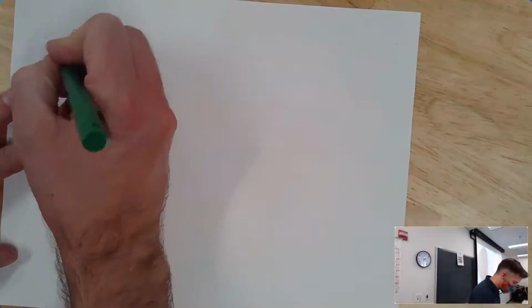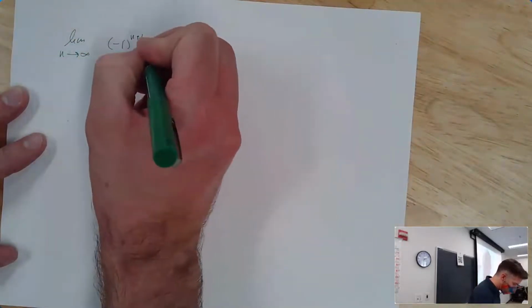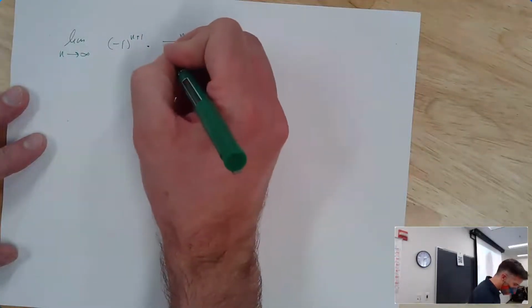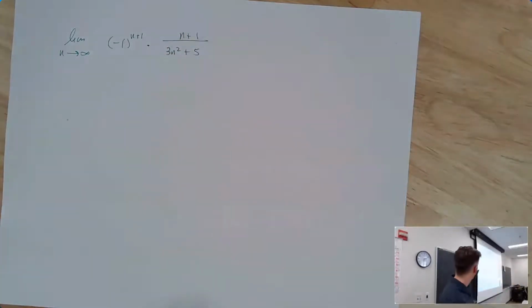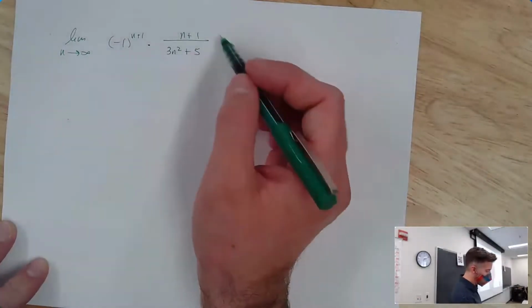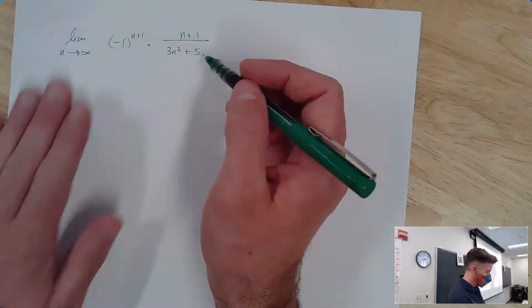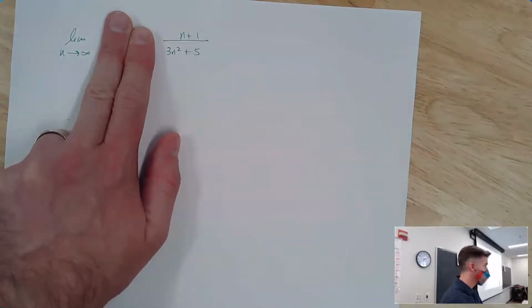Well, what if we look at the limit as n goes to infinity of -1 to the n plus 1 times n plus 1 over 3n squared plus 5. This one's going to oscillate, but what's the non-oscillating part getting closer and closer to? If I was taking the limit of that, the limit would be 0 for sure.